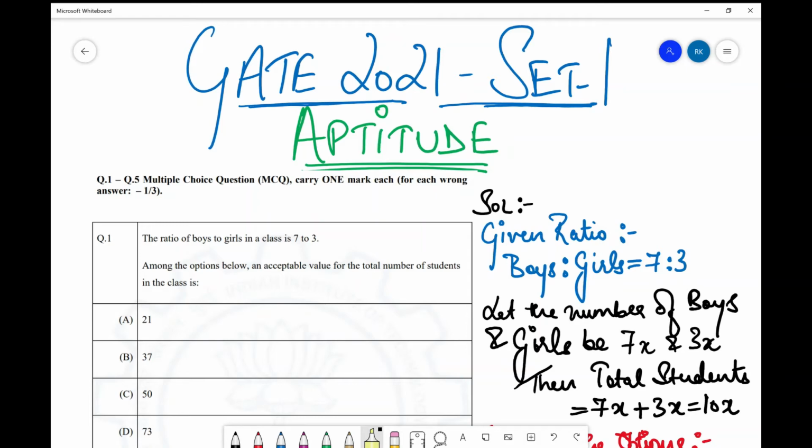Hello everyone, let's start with the very first question of GATE 2021 set 1. So this is an aptitude question in which we need to just apply the very basics that we learned from class 10th and so on and our general aptitude. So let's see what the question is and let's solve this one.